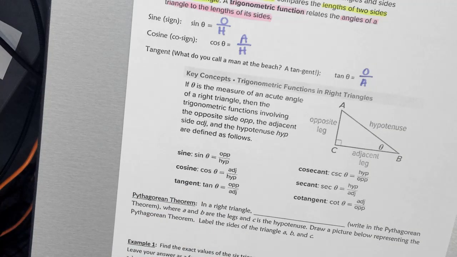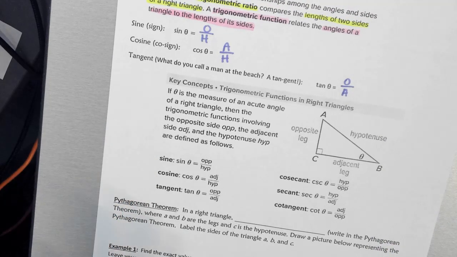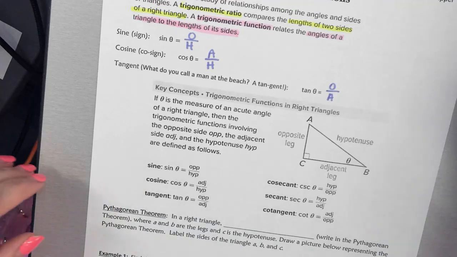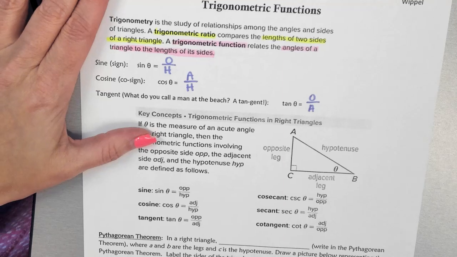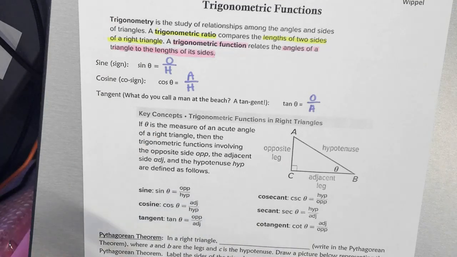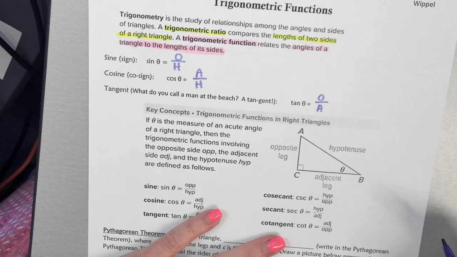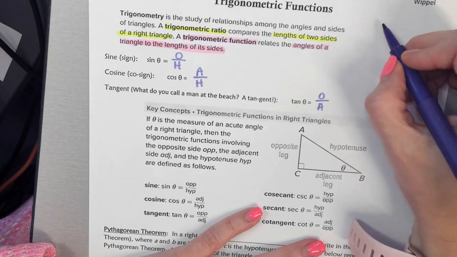What do you call a man at the beach? A tangent. Oh. I saw it in a math book and I just loved it. Like the gentleman. A gent. Gentleman. Yes. Oh, I get it now.